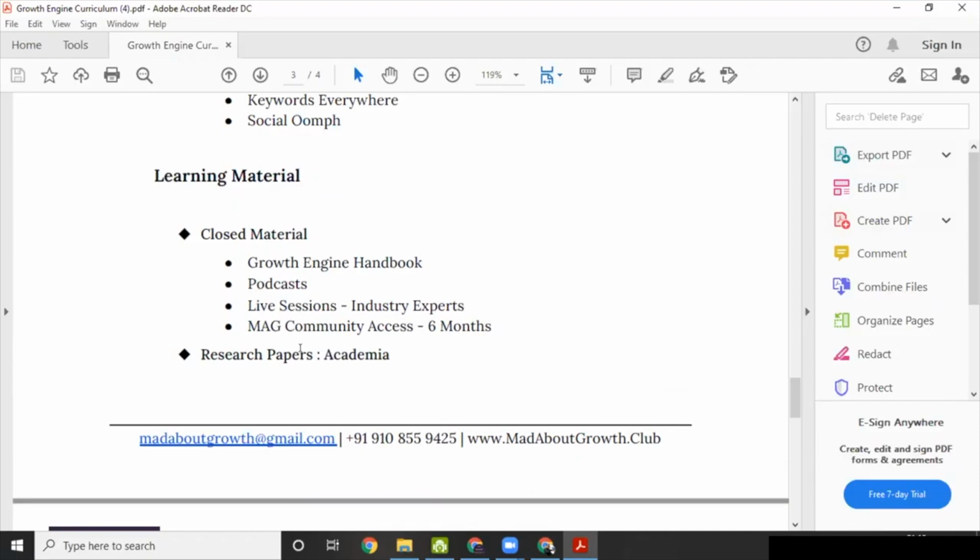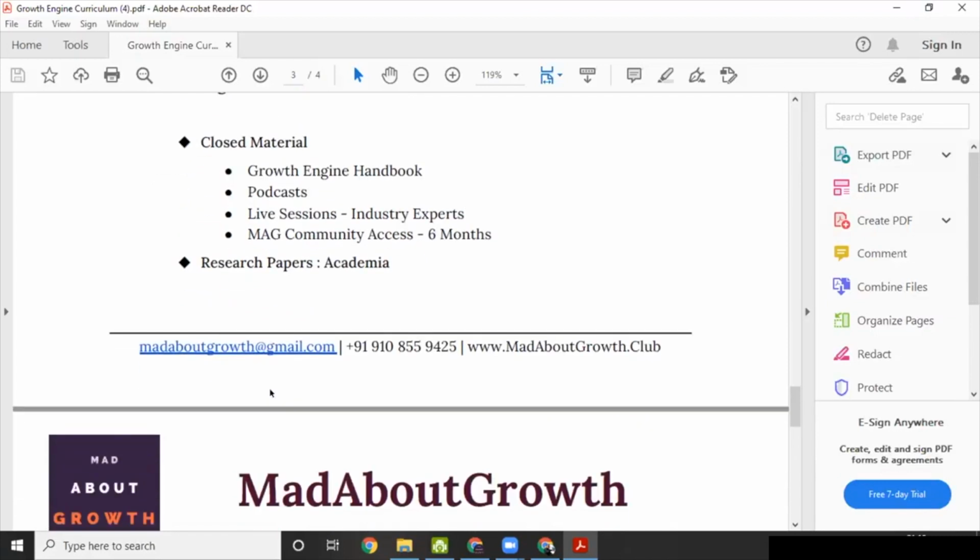As a learning material, we do have a Growth Engine Handbook, which has been written by Moses Sampol, who's also there on our podcast right now. And he's also the founder of Mad About Growth. Then we have podcasts that are happening, as we mentioned. And then we have the live sessions. And one more thing that we have is the MAG community access. For 6 months, you'll be able to get the access where this learning doesn't stop once you finish this particular course, but it's going to be continuing for another 6 months once you have finished the course as well.